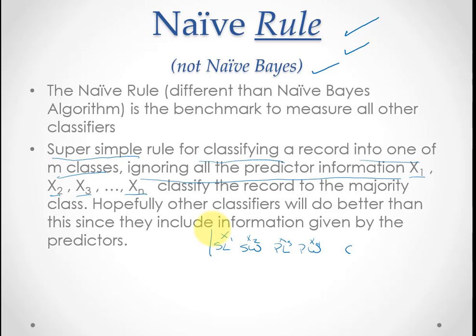We're going to ignore all of this information, and all we're going to do is figure out which class, in the case of the iris, we had iris setosa, iris virginica, and one more. So we'll just figure out which one in our data set has the greatest frequency. For example, suppose it was the iris setosa. Then we would classify every new record as iris setosa. So that is what we call the naive rule.